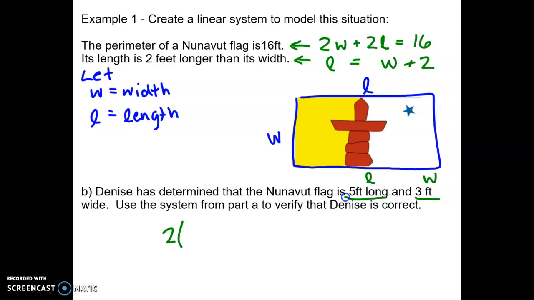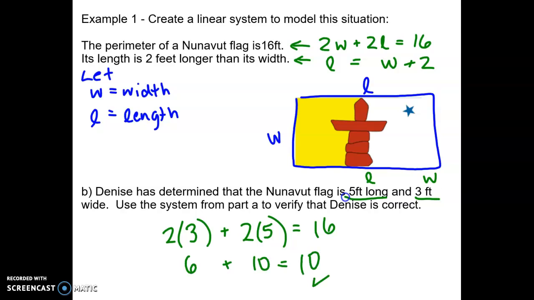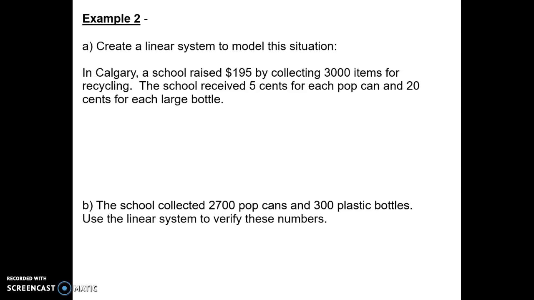So that means that 2 times 3 plus 2 times 5 equals 16. So let's see, 2 times 3 is 6, 2 times 5 is 10, equals 16. Yes, it does. So we could say that we verified that our equation works with the length and width that she found. Okay, let's look at our next example.